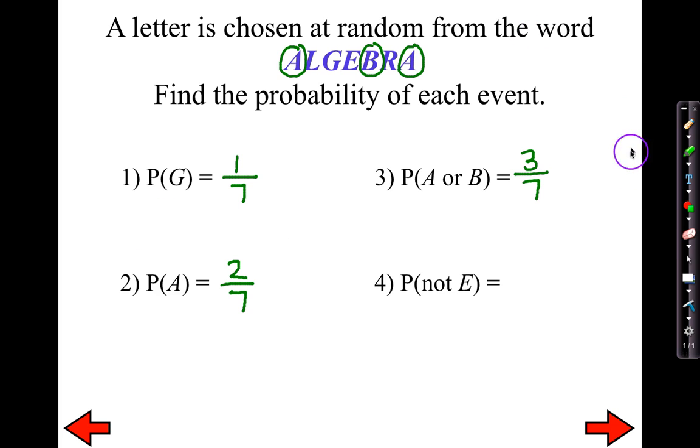Next, okay, now the very last challenge. I want you to try the probability of not an E. Okay, so let's see how well we did. So that means I can choose any letter as long as it's not an E. So A would work, L would work, G would work, E will not work because they're saying not E. B would work, R would work, and A would work. So that's a total of 1, 2, 3, 4, 5, 6 possibilities out of a total of 7 outcomes.